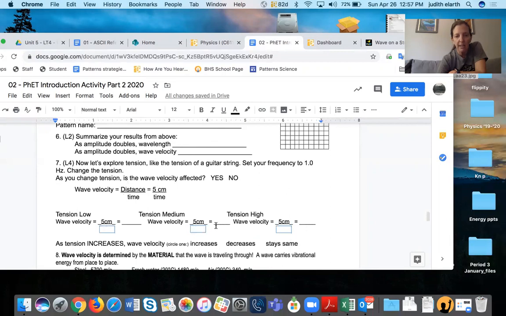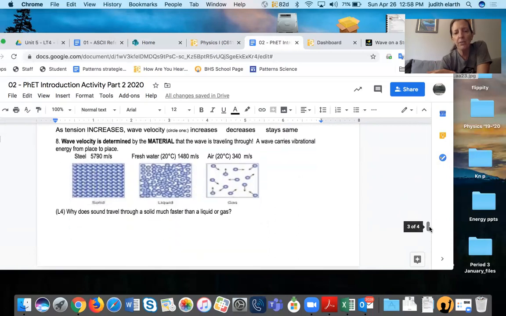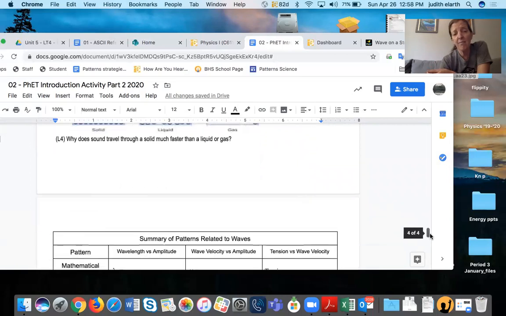And you can calculate then 5 divided by the time here, 5 divided by the time here. Then you can answer this correctly. Here you're guessing. Here you're telling me what really happens. Wave velocity is determined by the material the wave is traveling through on this one. Think about what you just did, your experiences, and what's different about these drawings of the molecules in those substances, and see if you can answer this question. If you cannot, then research it.